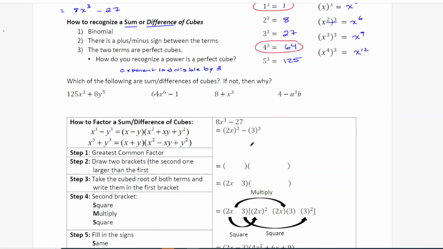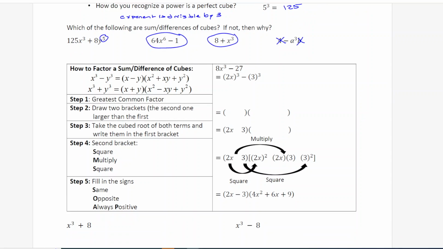So which of these are sums or differences of cubes? Well, the first thing is there has to be 2 terms. Good. Plus or minus sign. Good. So really what we're doing is looking if they're perfect cubes. So 125x cubed, all good. 8, all good. Y to the 5? No. Okay. What about the next one? 64, yep. X to the 6, yep. 1, yep. Okay, this guy's good. This one, 8, yes. Plus, yes. 1x cubed, all good. Lastly, 4, nope. And b, nope. So these two would be a sum or difference of cubes.